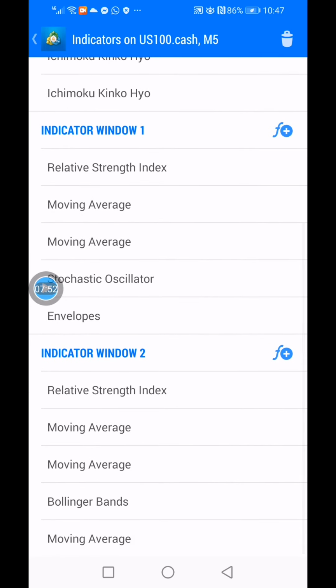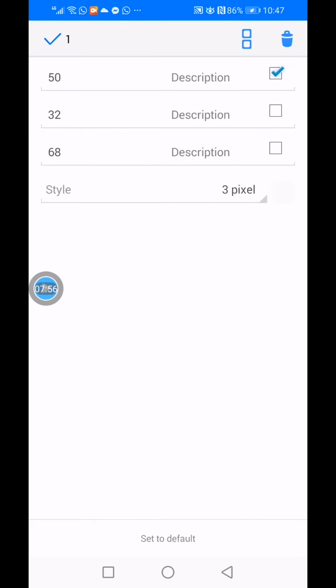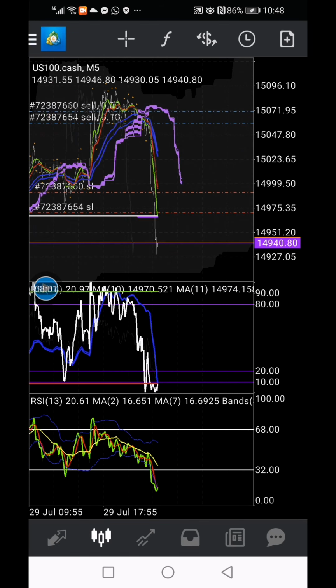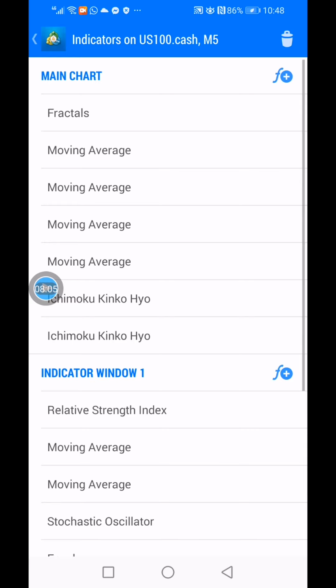So let's see my RSI. I want to see something with this RSI. If I delete this 50, how will it look? I've always wanted to do that and I keep forgetting. Okay, if I delete that 50, it looks better. Then let's delete it.